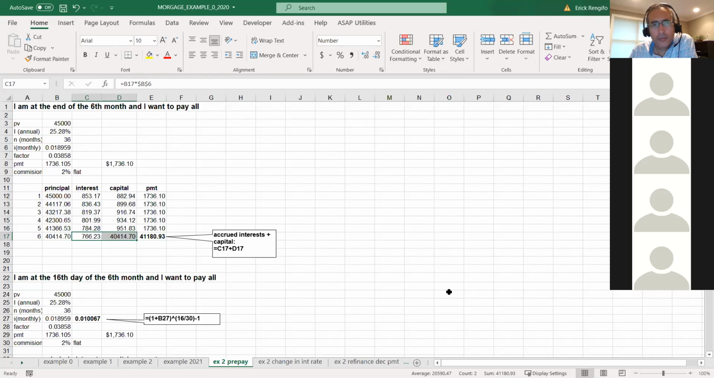Yeah, I think it's what we call a balloon payment. Yes, it is a balloon payment. Exactly that. It is a balloon payment.